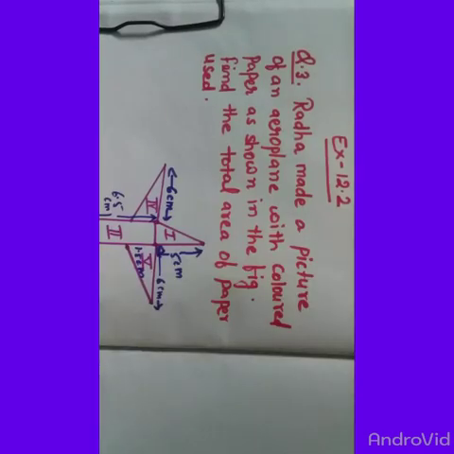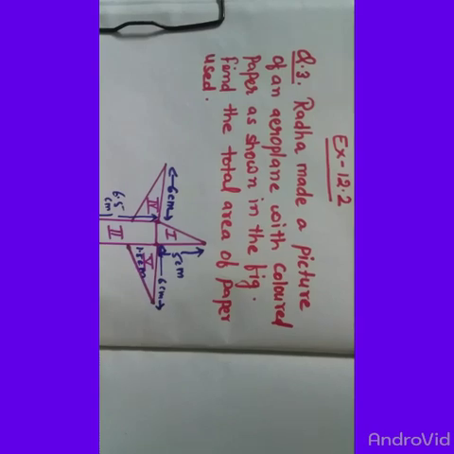Our question is, Radha made a picture of an aeroplane with colored paper as shown in the figure. Find the total area of paper used. In this we have to find the total area of the paper used.